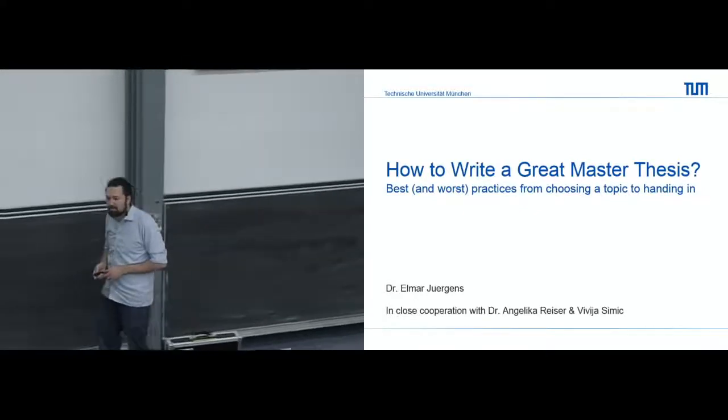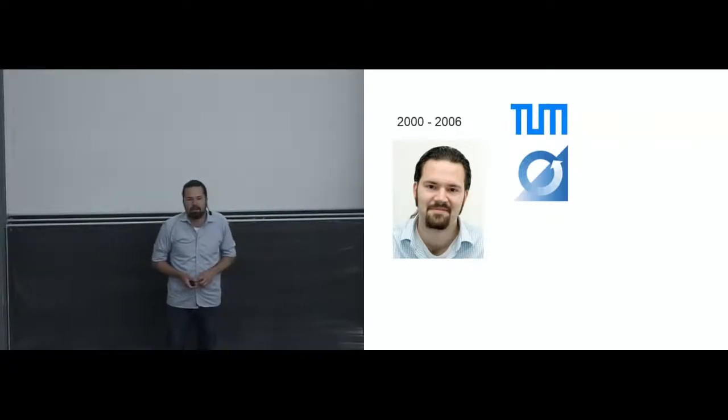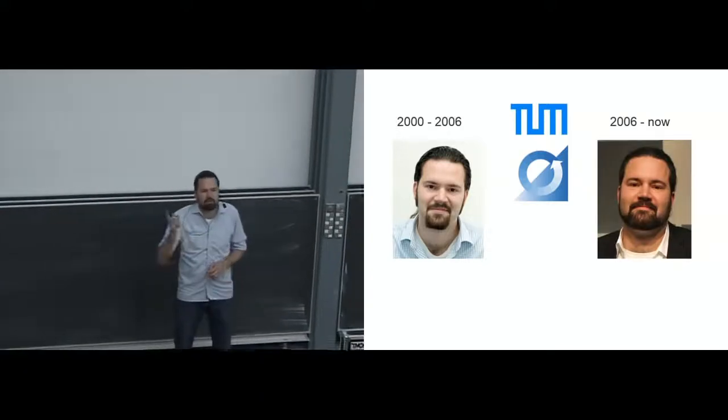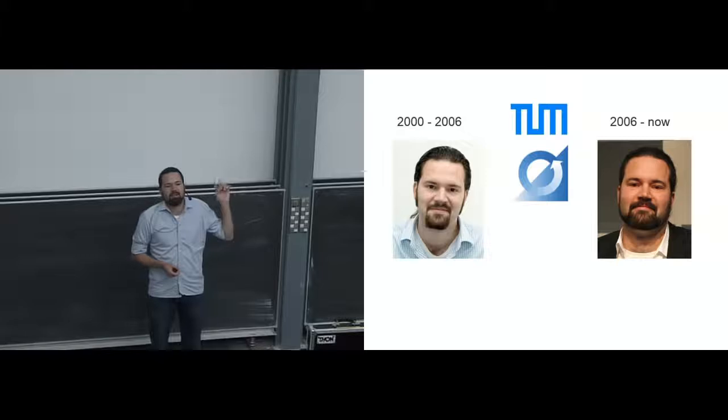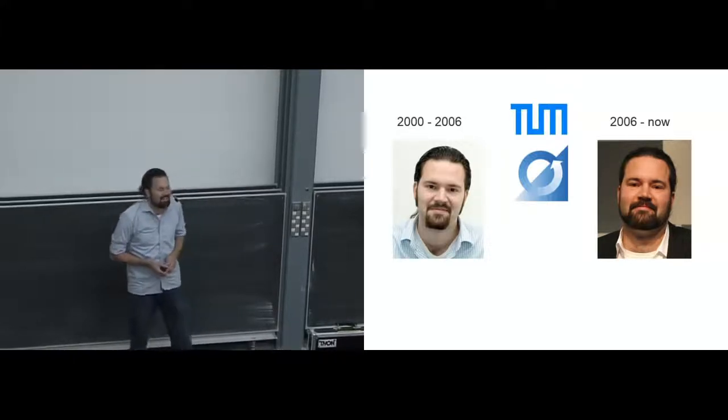I've said that I'm going to present my experiences. So some background on me. I studied computer science, or informatics, here at Technical University of Munich. I started in 2000 and I handed in my diploma thesis in 2006. And then I did my PhD here at Lehrstuhl Breu. So you can see that you don't starve as a computer scientist working in Munich.